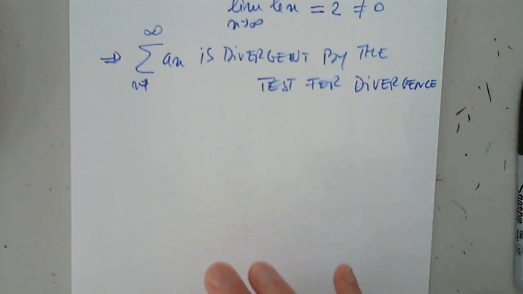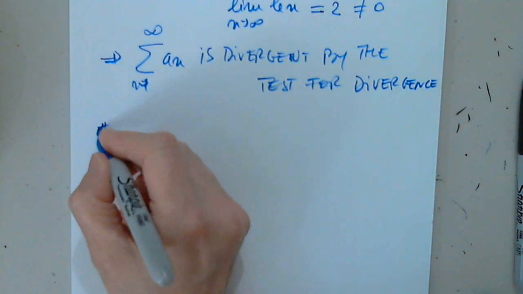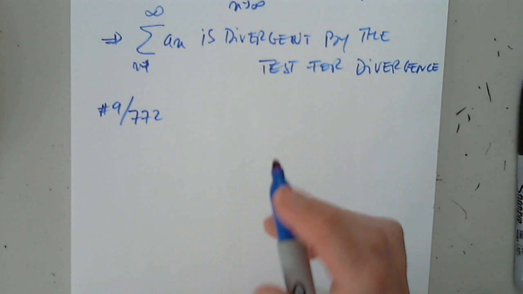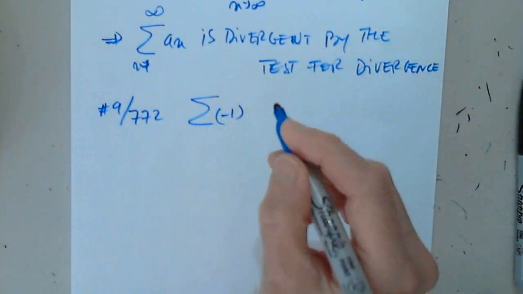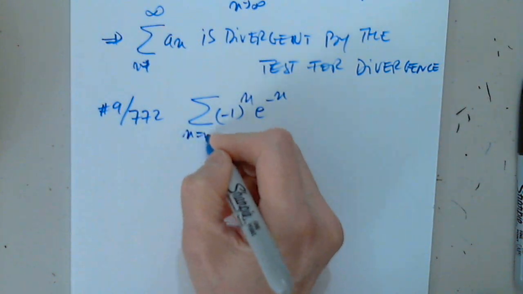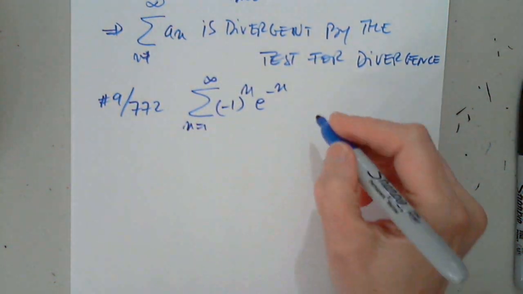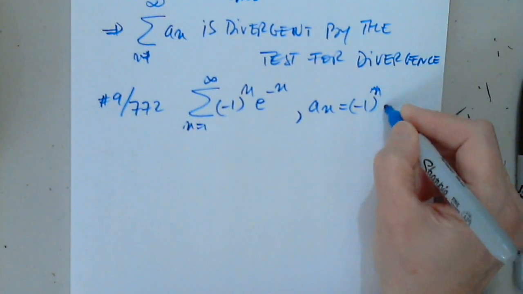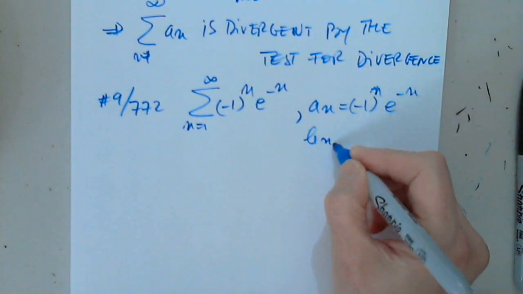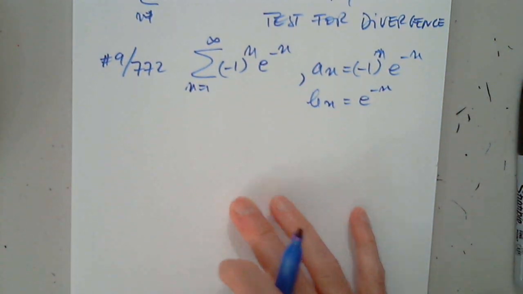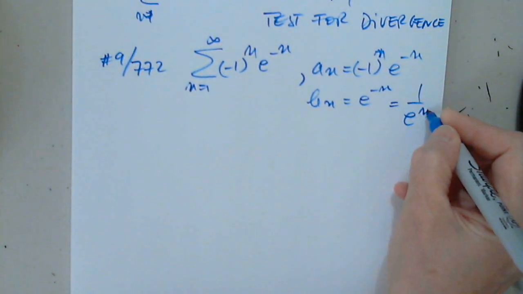Okay, moving on to number 9. I think it's on the same page, 772. And this time we have the sum of negative 1 to the power n times e to the negative n, from 1 to infinity. Again, a sub n is this, b sub n is this, or 1 over e to the n.